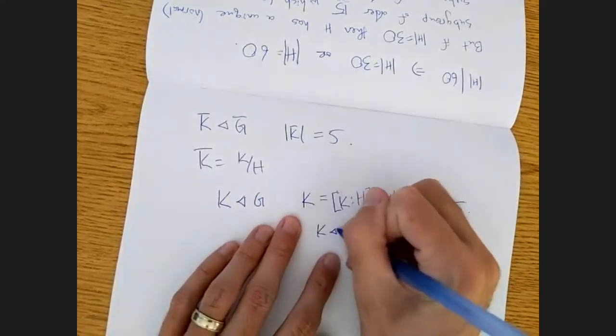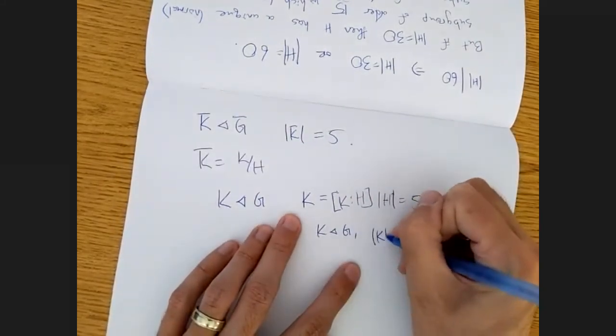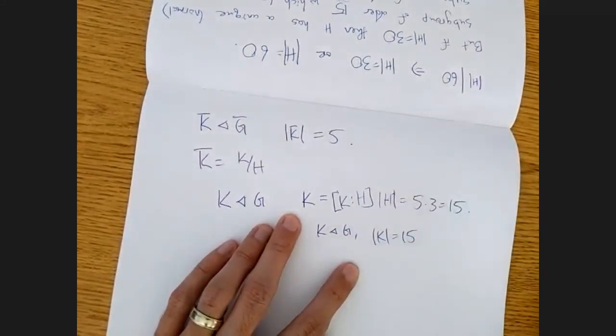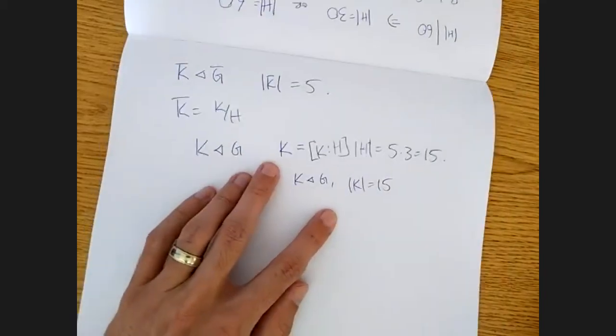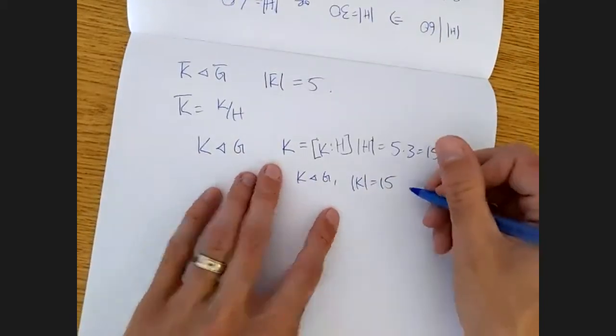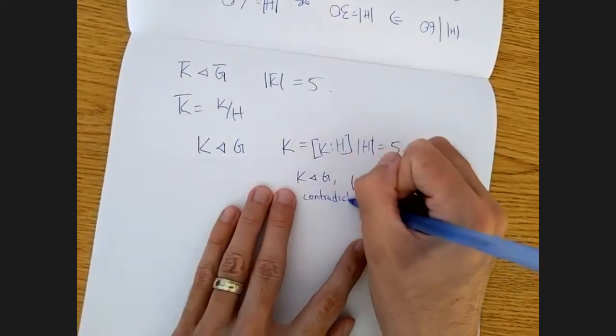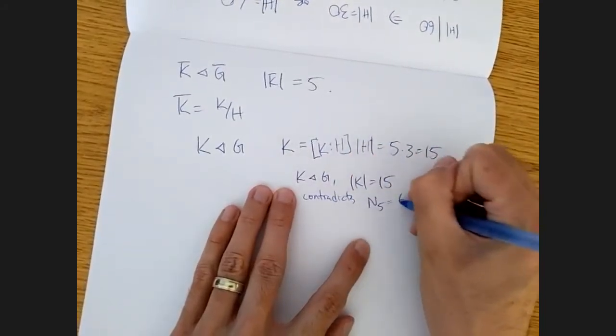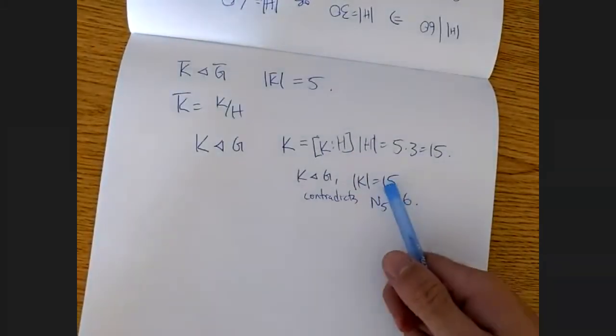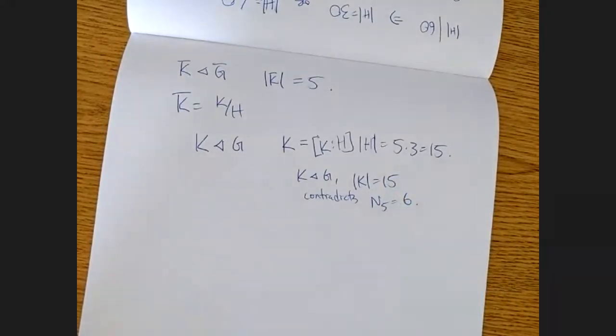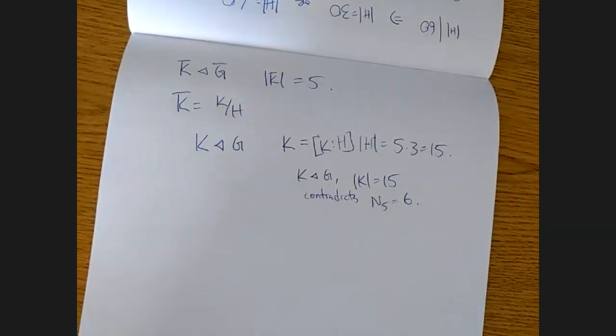So K is normal in G. K has 15 elements. This is impossible. This contradicts, and 5 equals 6 again, because 5 divides the order of a normal subgroup of G. Okay. So we did 3. Next would be 4, 6, and 12.